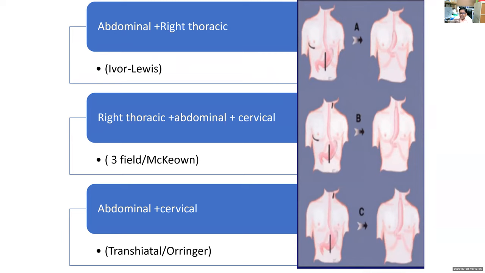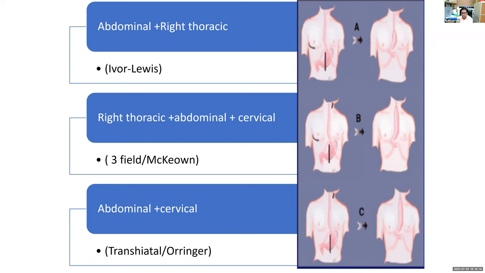The other approach would be the McKeown approach, which is a three-field approach, in which the tumor will be accessed and the anastomosis will be done using three approaches. One is the right thoracotomy, the laparotomy from the abdominal approach, and the anastomosis will be done in the cervical area. This is called the McKeown approach for patients with CA esophagus.